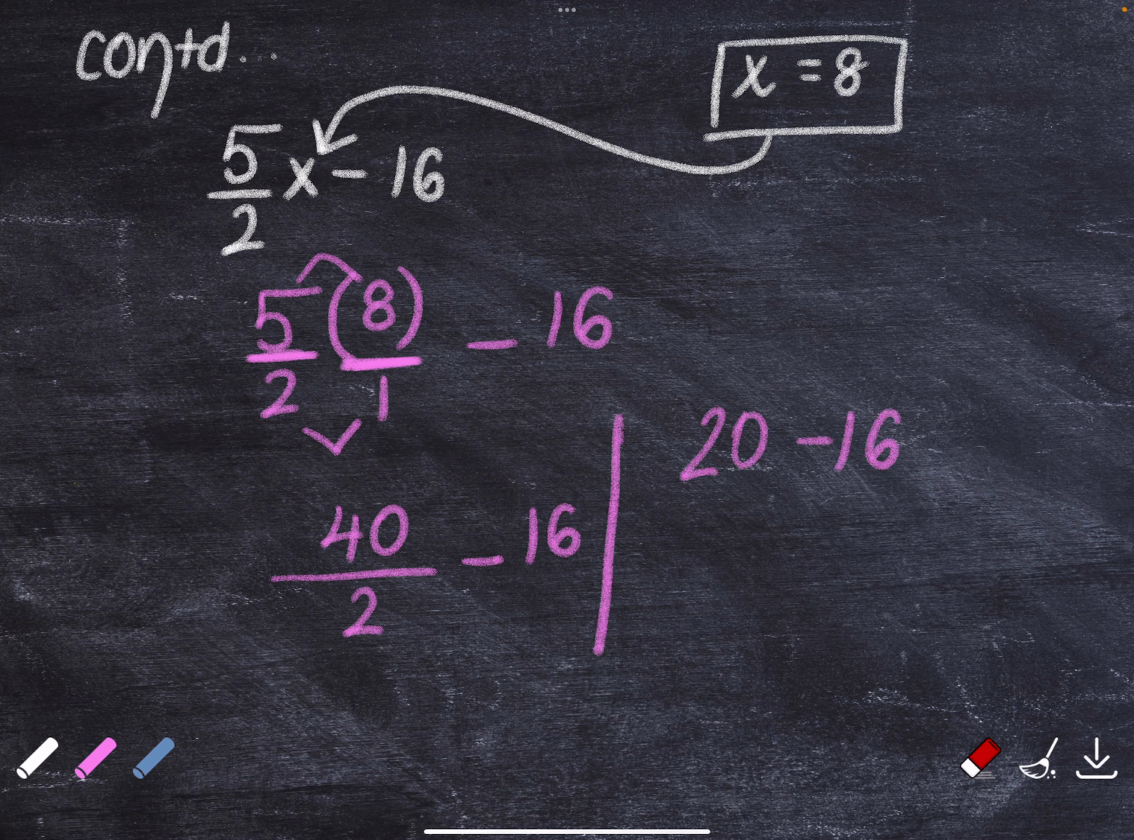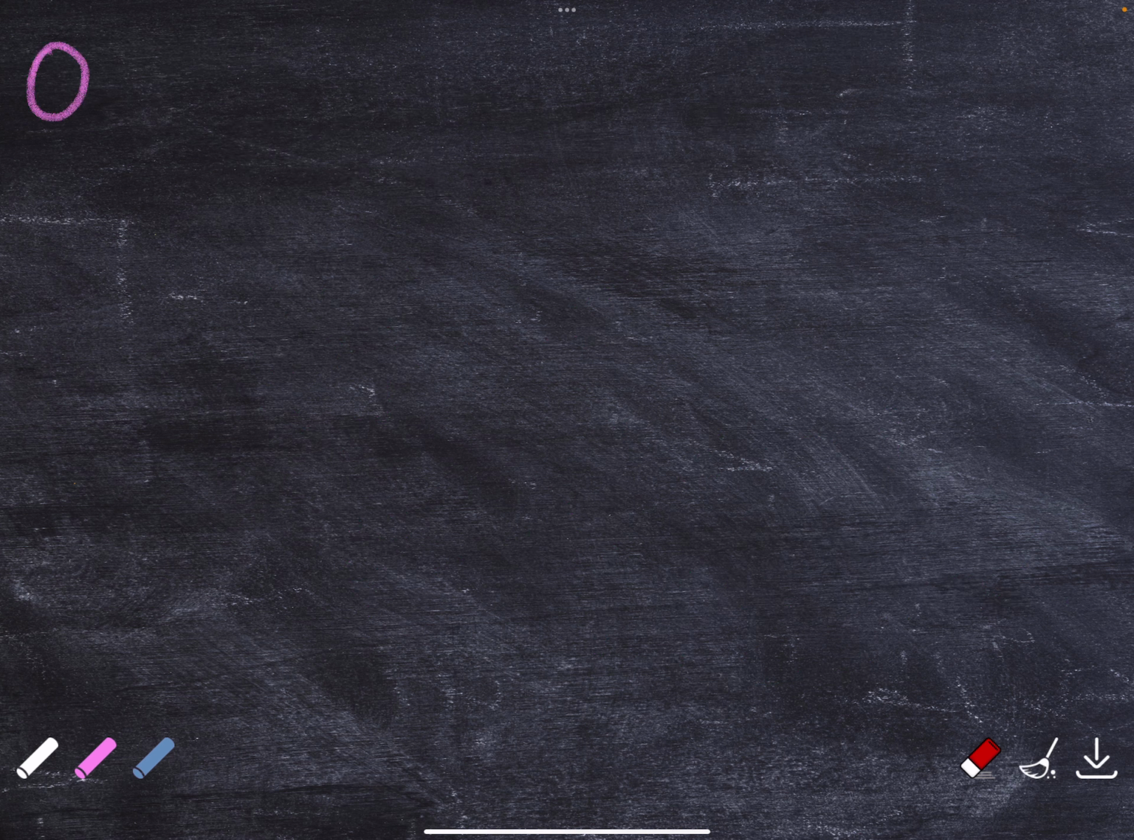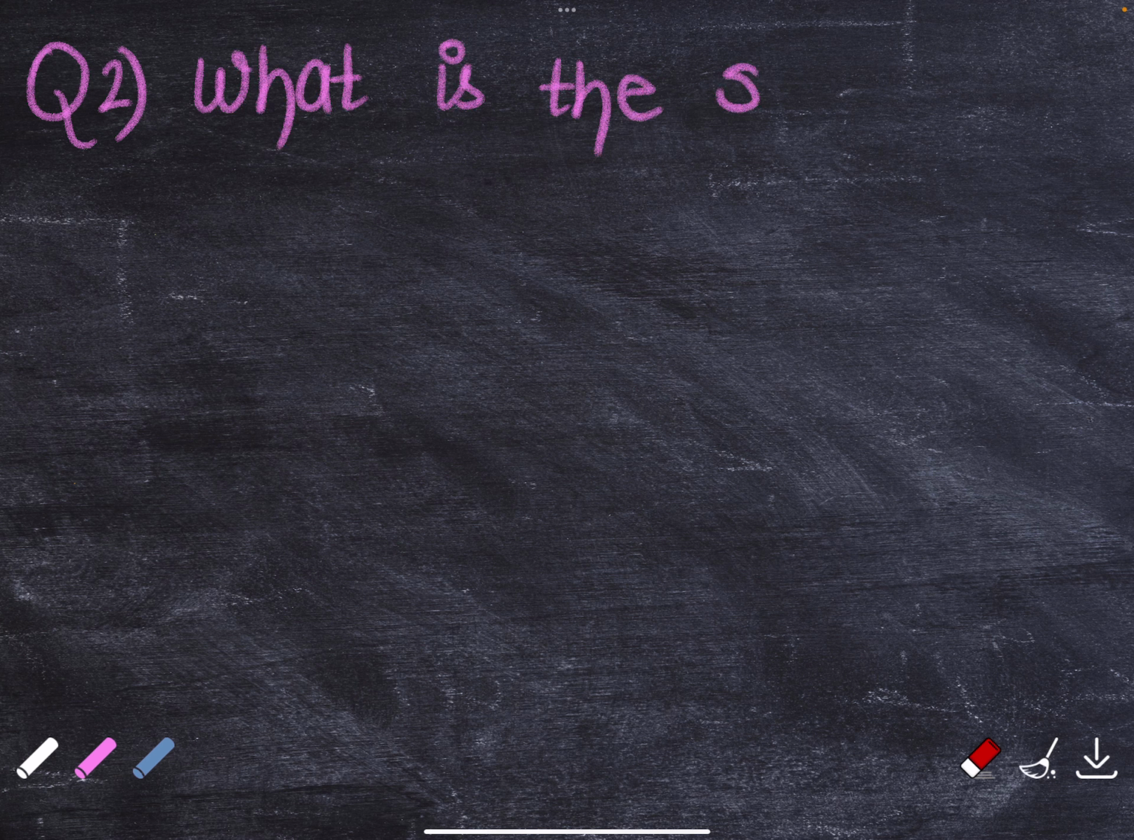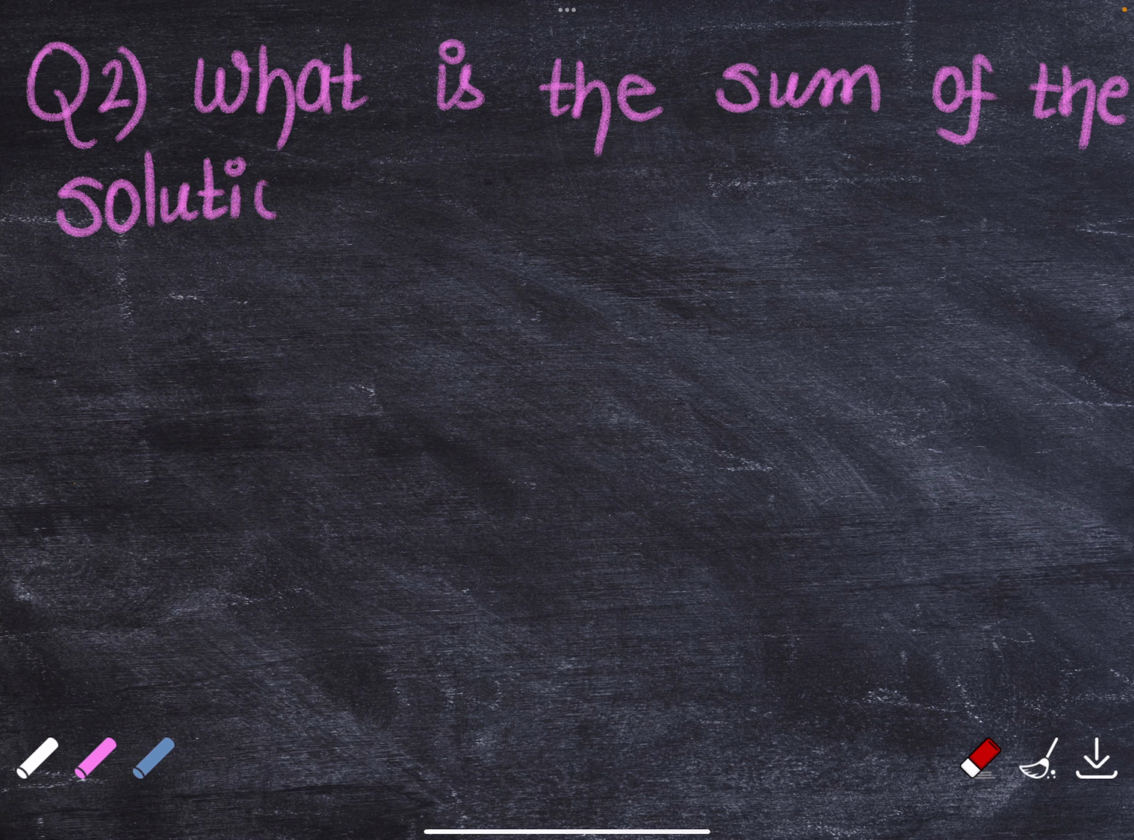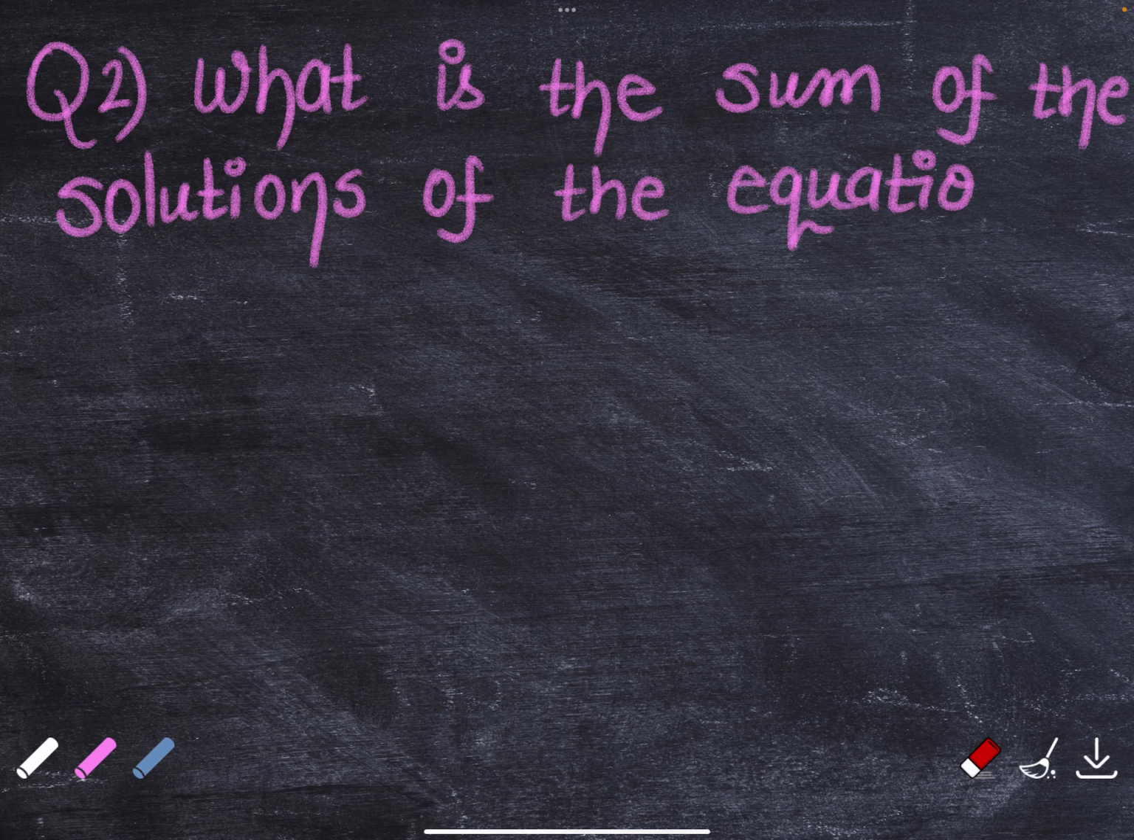So that's your question number 1 under the ACT topic. We'll start with question number 2 now, which says, what is the sum of the solutions of the equation? The equation is x squared plus 4x minus 45 equals 0.